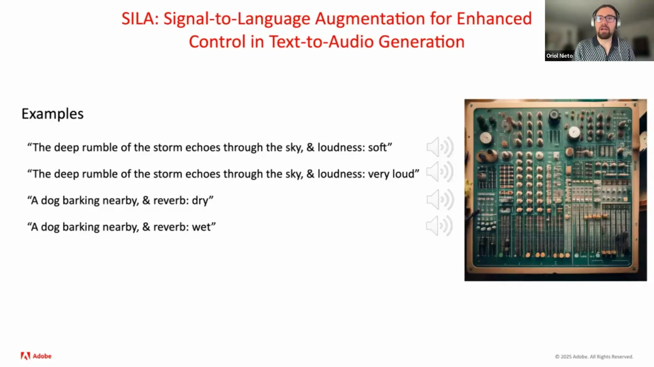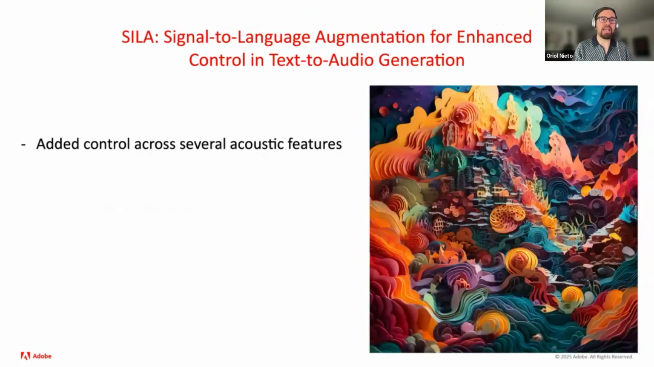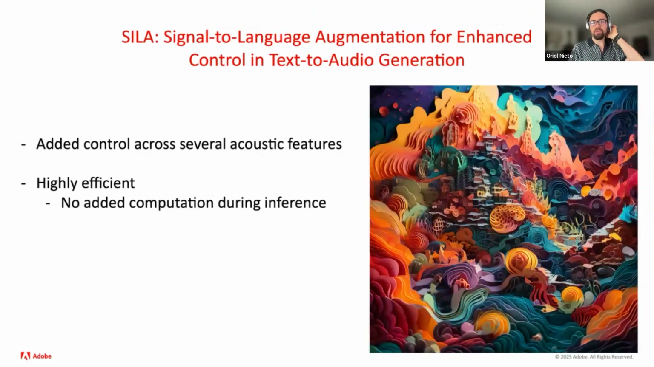Okay, so to summarize Sila, we added control across several acoustic features. It's highly efficient, no added computation during inference. Also, you don't need additional training data, right? All of this comes from whatever training data you have. You just analyze it with standard DSP techniques. And it's model agnostic. As long as you have an audio generation model conditioned on text, it doesn't matter if it's diffusion or autoregressive, or I don't know, GANs or something, you can just apply these.